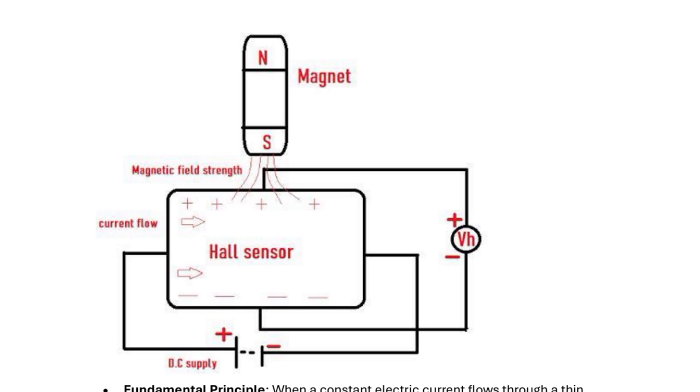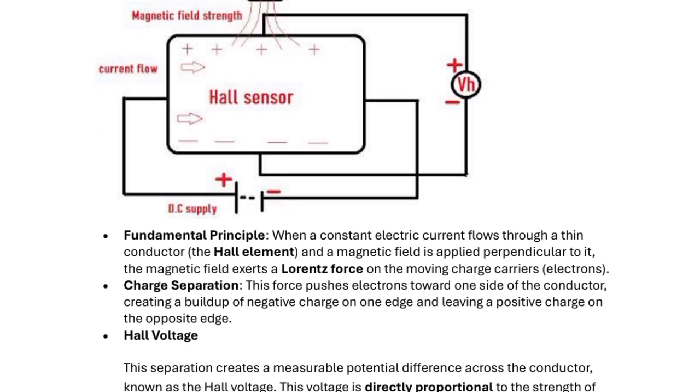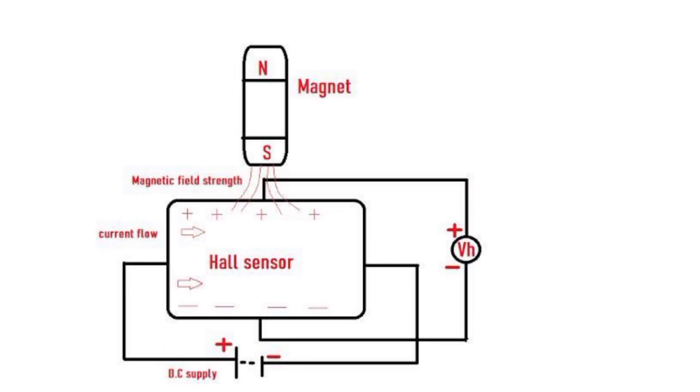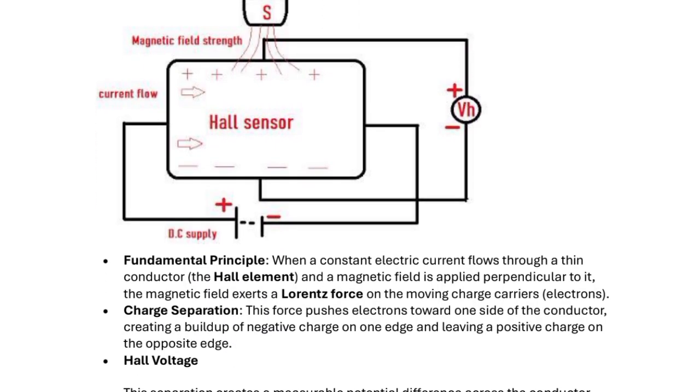Now see here, this is the diagram of the Hall effect sensor. Here we have the magnet part, the Hall sensor part, and the electrical supply. Whatever magnetic field energy is absorbed by this Hall sensor will be converted to an electrical signal.